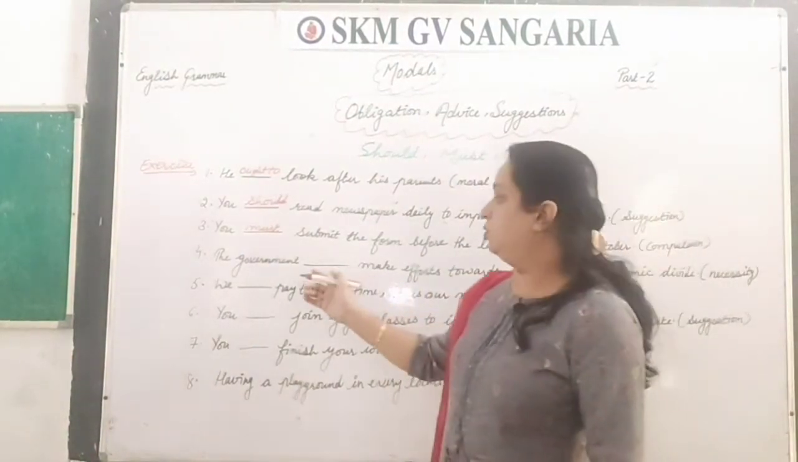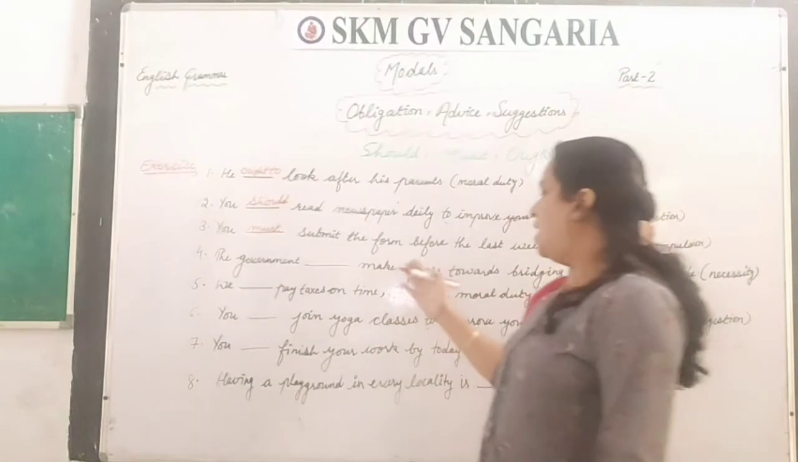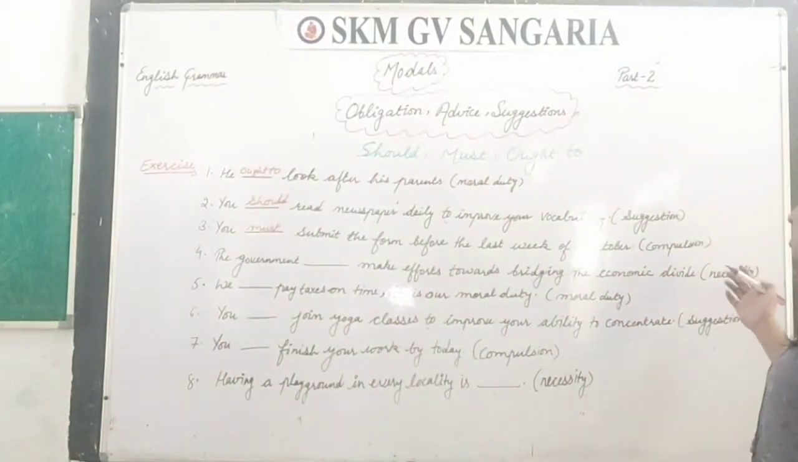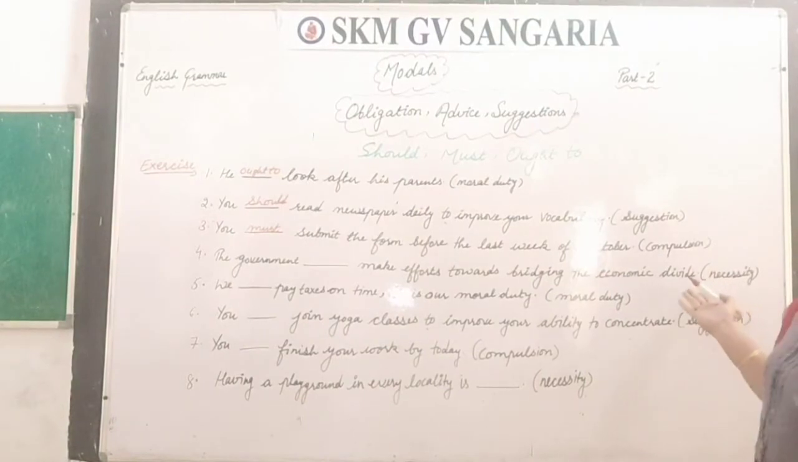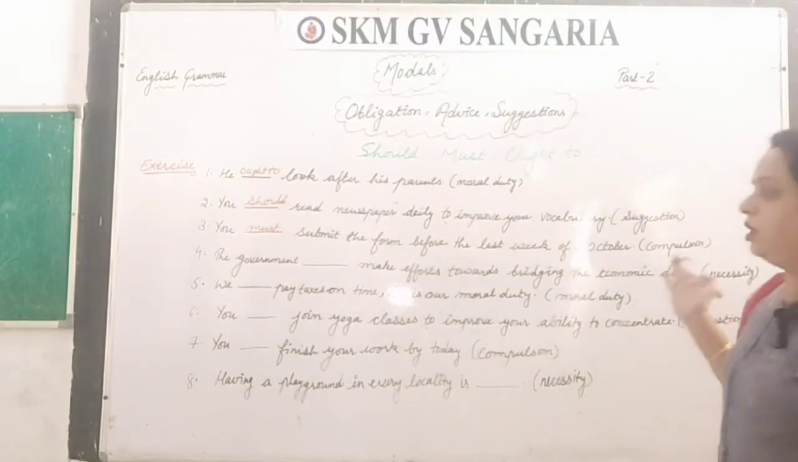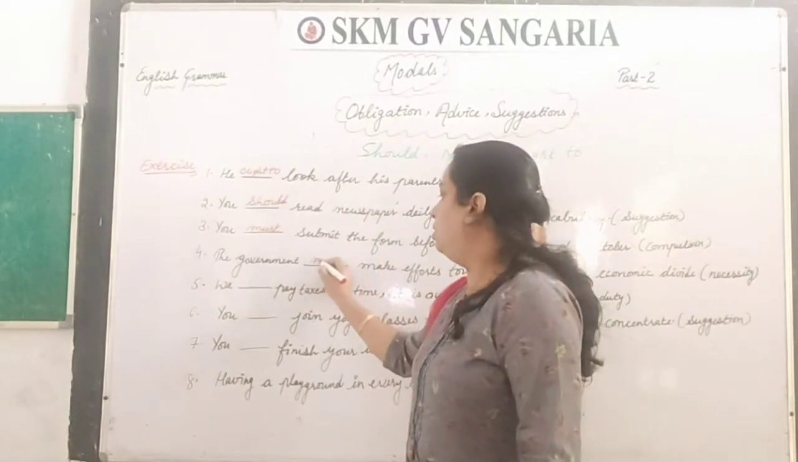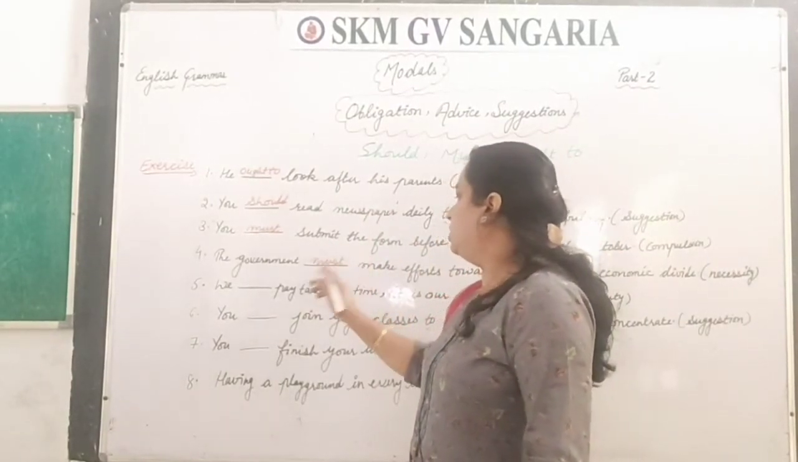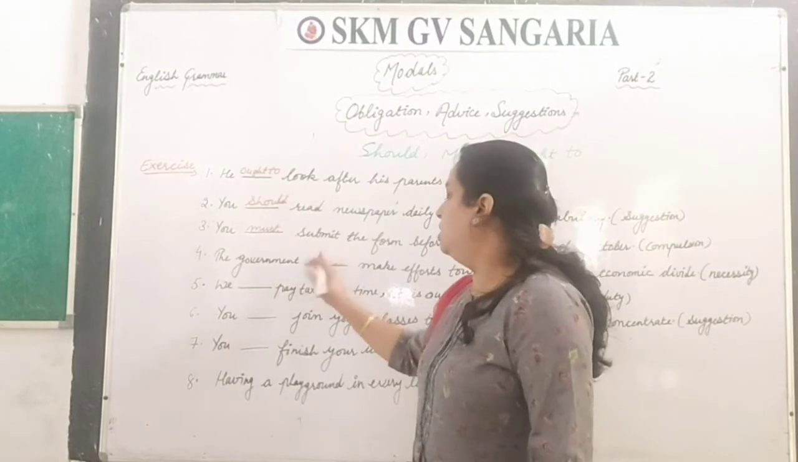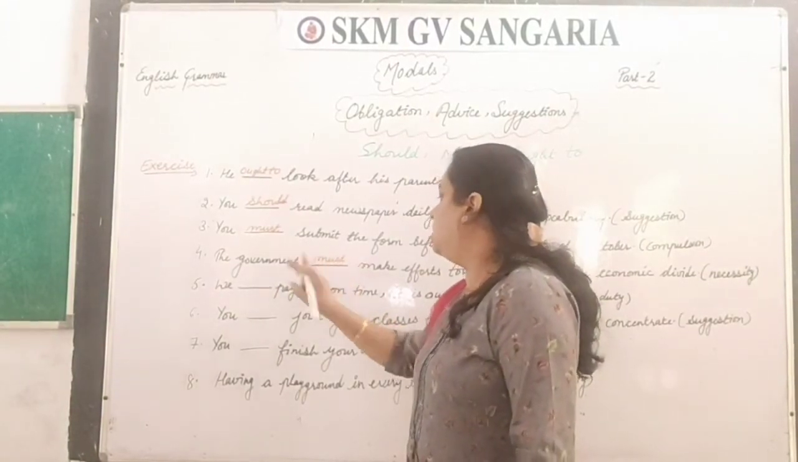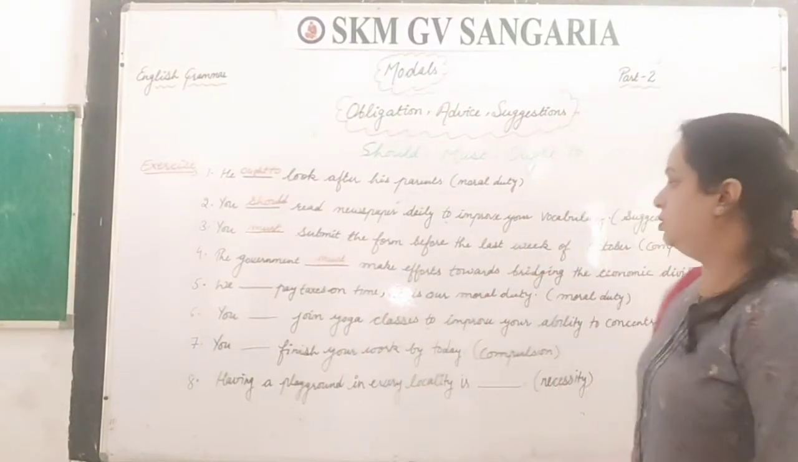Next one is the fourth one. The government dash make efforts toward bridging the economic divide, and here you have to fill this for necessity. So when there is necessity, there you have to fill in must. This must you fill in for necessity, obligations and for compulsions.